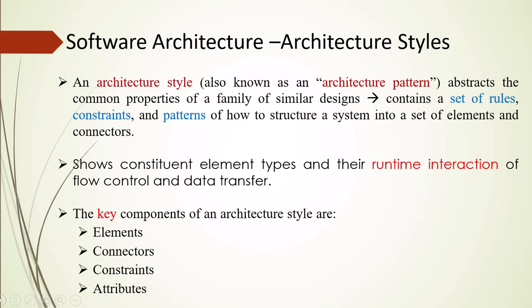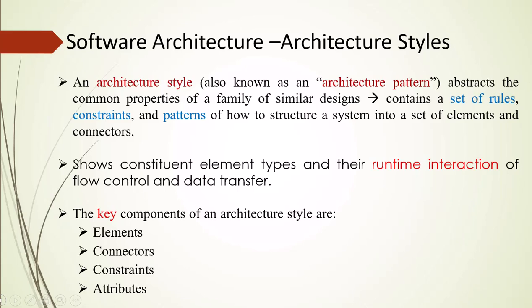An architecture style shows the constituent element types and their runtime interaction of flow control and data transfer. So it tells us about the runtime interaction of the flow of control. Flow of control means the communication of different components or modules together, and how different components, modules and the data storage are designed. So this is about the architecture style.